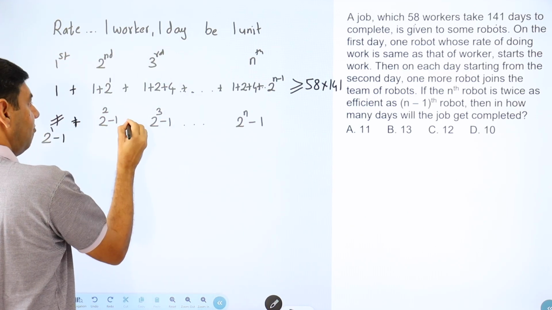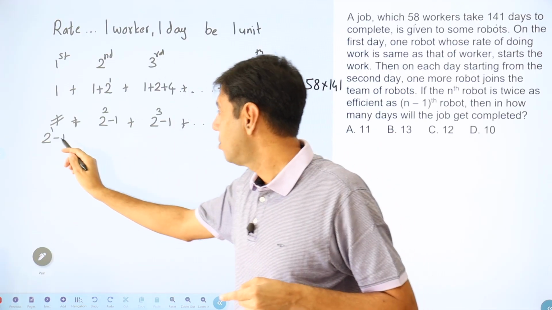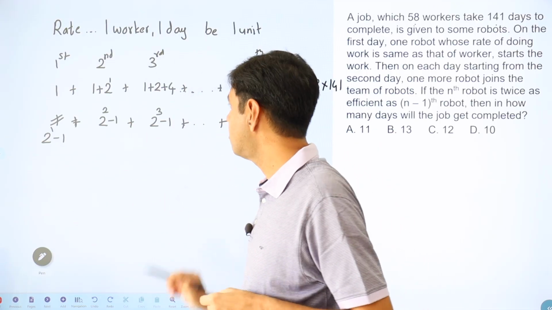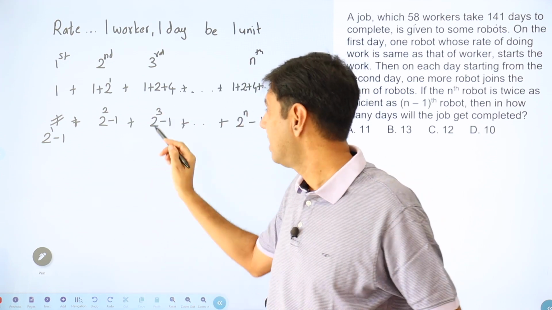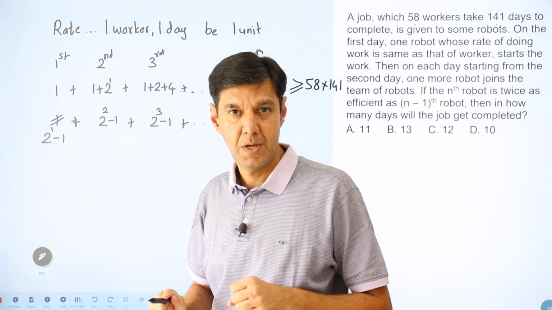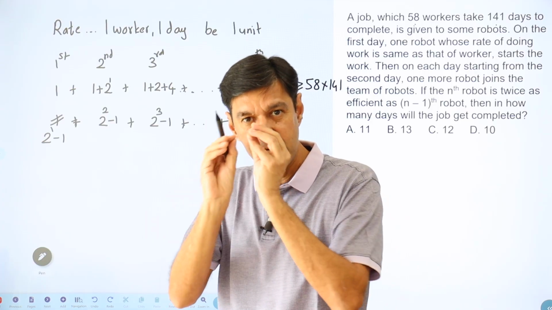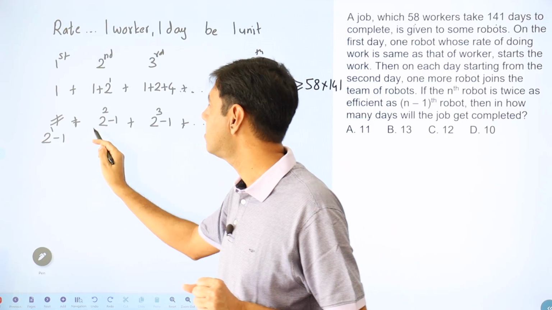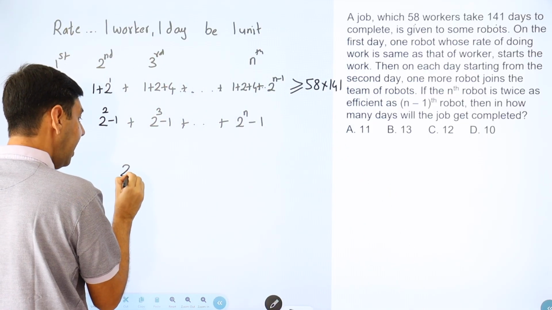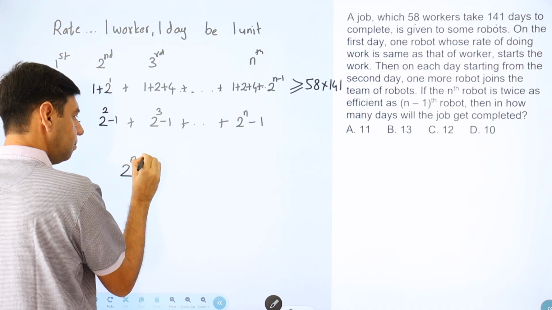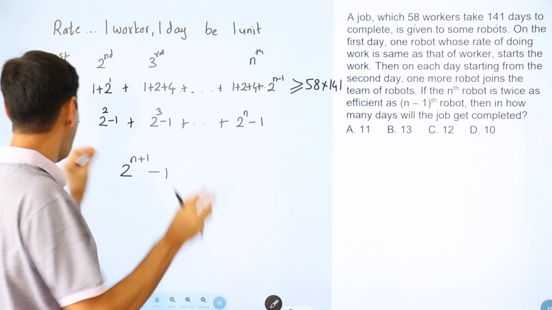And I need to add all of them. So when I add all of them, pay careful attention, students. I'm doing 2 raised to 1, 2 squared, 2 cubed, 2 raised to n. Again I get that same pattern where powers of 2 are added. But this time it's not starting with a 1. So I'll just start it with a 1. So 1 plus 2 raised to 1, 2 squared, 2 cubed till 2 raised to n is going to be nothing but the next power of 2 minus 1.